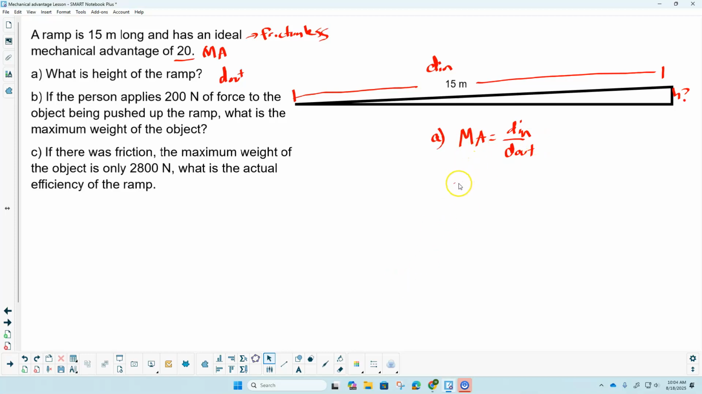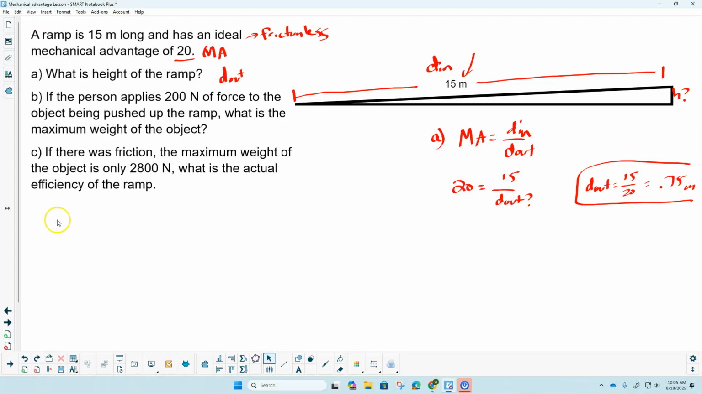So for mechanical advantage, that's a value of 20, and 15 is the distance in. We're actually solving for the distance out: how far is the height of the ramp? What are we going to get out of this motion? Solving for the distance out ends up being 15 over 20, which is 0.75 meters. It's meters because it's the same units as here, since it's a ratio. So it only raises it up 0.75 meters. It's not a very tall ramp, but it's pretty long.